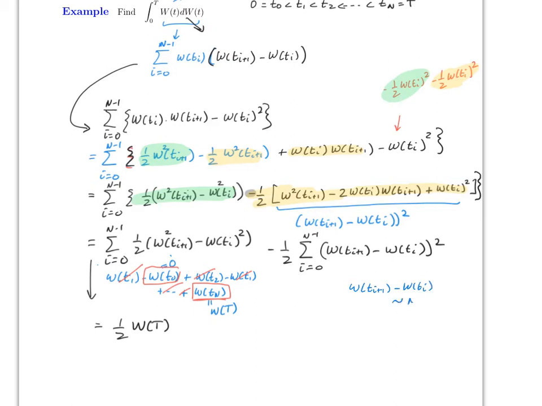For the second part, notice that W(Ti+1) minus W(Ti) is a normal distribution with mean 0, and the variance is Ti+1 minus Ti, which remember was nothing more than delta T.